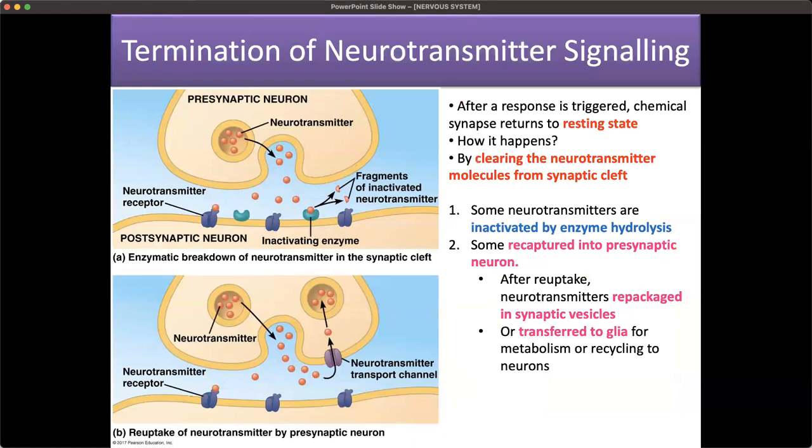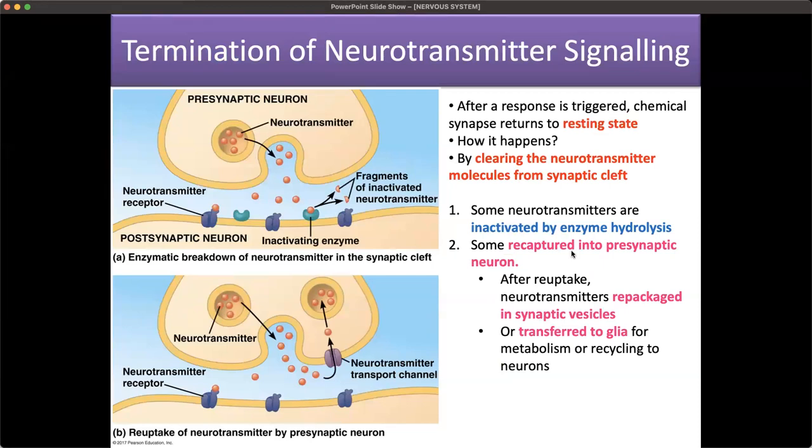Once you are releasing the neurotransmitter, everything has been bound to the ligand-gated channel, and then triggers the transport of the action potential to the next neuron. But what happened to the extra or the remaining neurotransmitter? After a response is triggered, the chemical synapse returns to the resting state. How does it happen? By clearing the neurotransmitter molecules from the synaptic cleft. You need to sweep it, you need to remove it. So how? Some neurotransmitter is going to be inactivated by enzyme hydrolysis. So there will be enzymes floating around. They're going to eat, I mean hydrolyze or digest the remaining neurotransmitter.